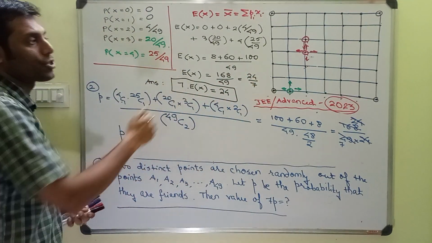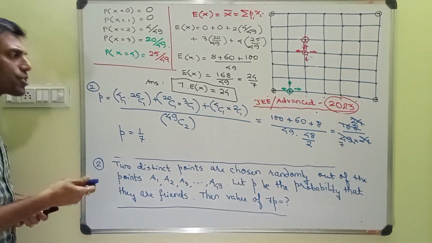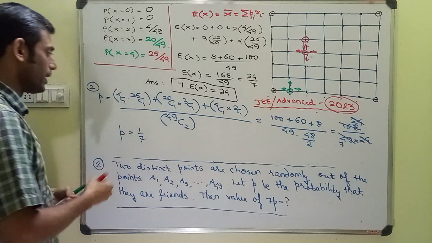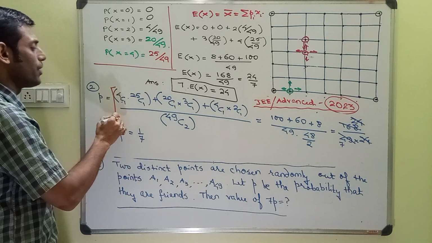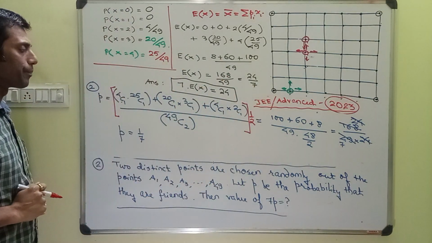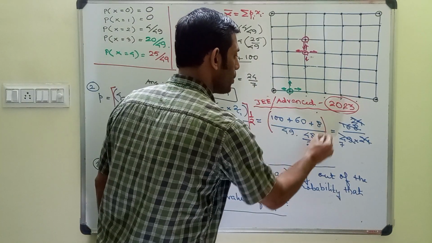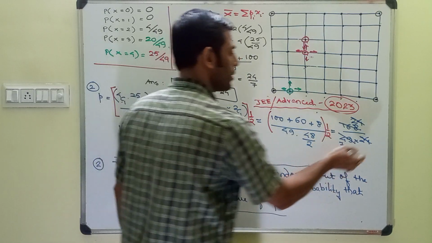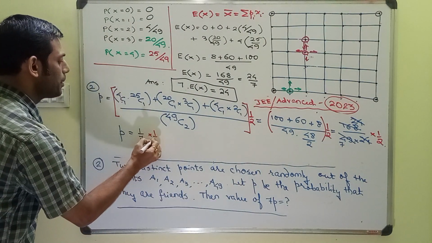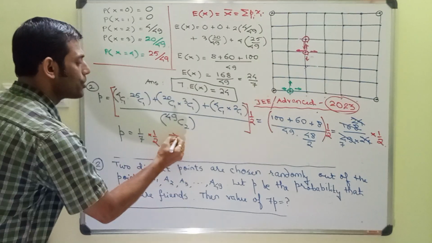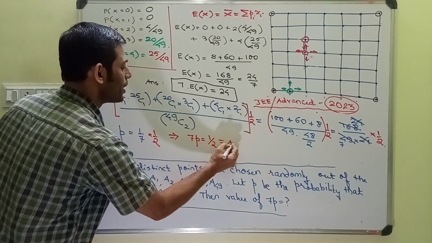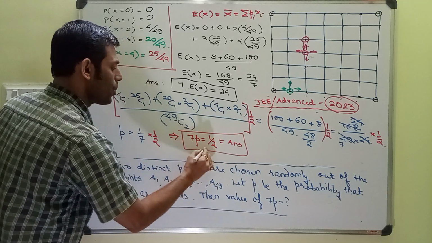It was selected twice. Like this, each of these selections had been selected exactly twice. So therefore, we have to have a reduction of a half over here. I mean, it has to be multiplied by a half. And therefore, this has to be multiplied by a half. And that brings you to the 7p value being equal to half as the answer of the second question.